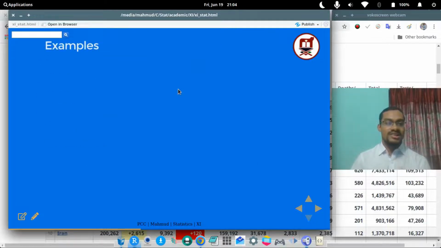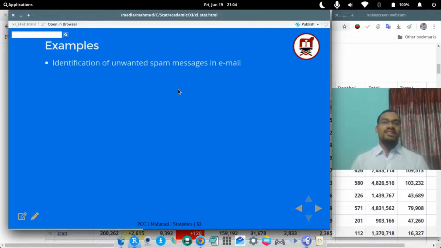And now let's see some examples of statistics. Basically, these examples are in machine learning, one of the most active applications of statistics, which predicts data based on existing data. One of them is identification of unwanted spam messages in email. You know that when Google receives emails, it places some emails in the spam folder. And how does it do it? It uses statistical procedures to predict which emails to place in the spam folder.